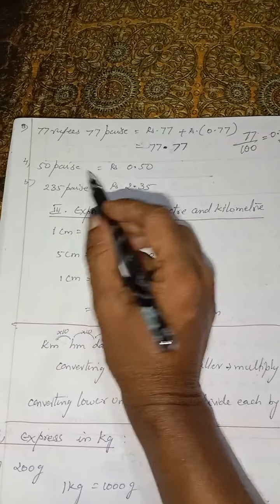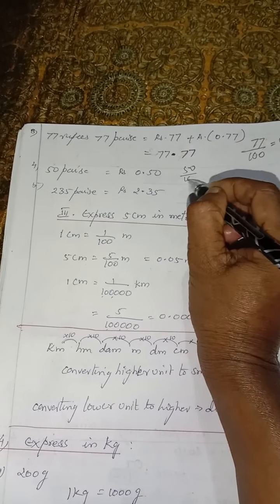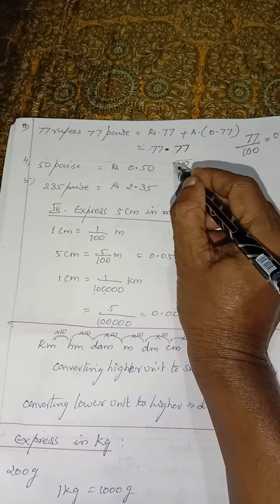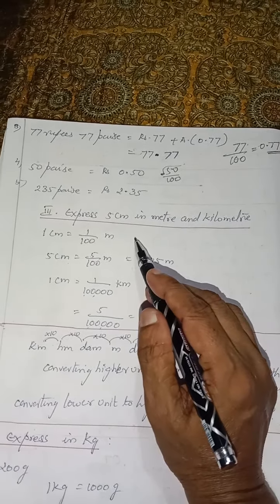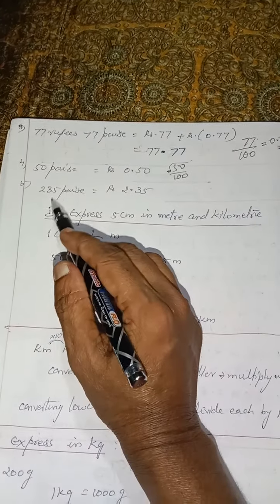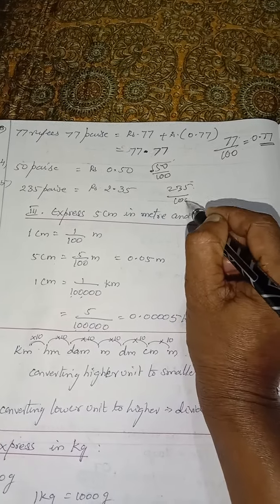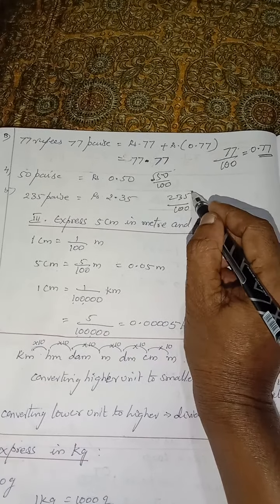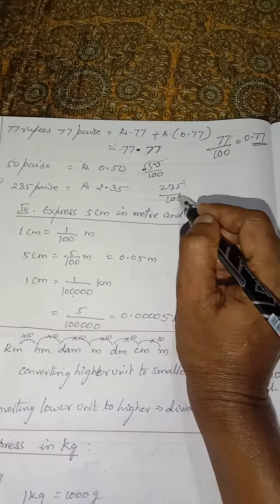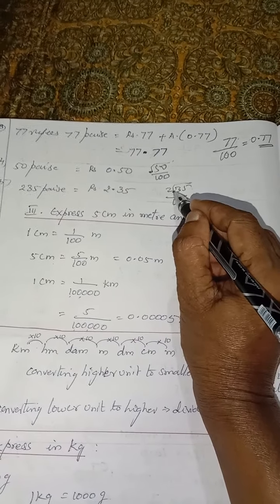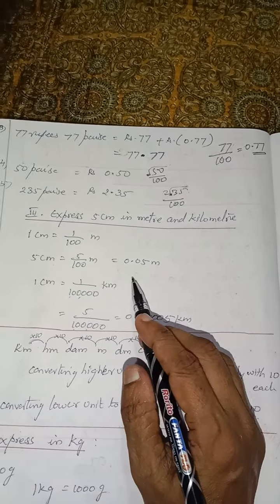Then 50 paise, how to write 50 paise? It is 50 by 100. So we keep the point before 2 digits. So it is 0.50. Then 235 paise means 235 by 100. We keep the decimal point before 2 digits, dividing by 100. So 2 digits before means it will come as 2.35.